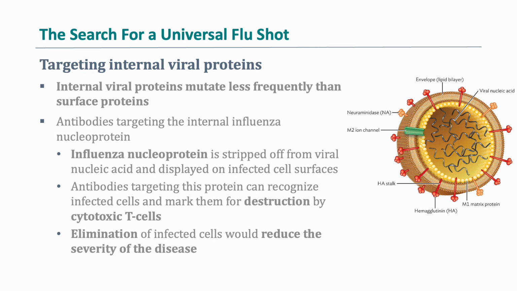The influenza nucleoprotein is a crucial component of the virus's structure, and it is typically stripped off from the viral nucleic acid when the virus infects a cell. Once removed, it is displayed on the surface of infected cells, making it a potential target for the immune system. Antibodies specifically targeting this nucleoprotein can help recognize and bind to infected cells, signaling further destruction by cytotoxic T cells. These T cells are responsible for killing infected cells.